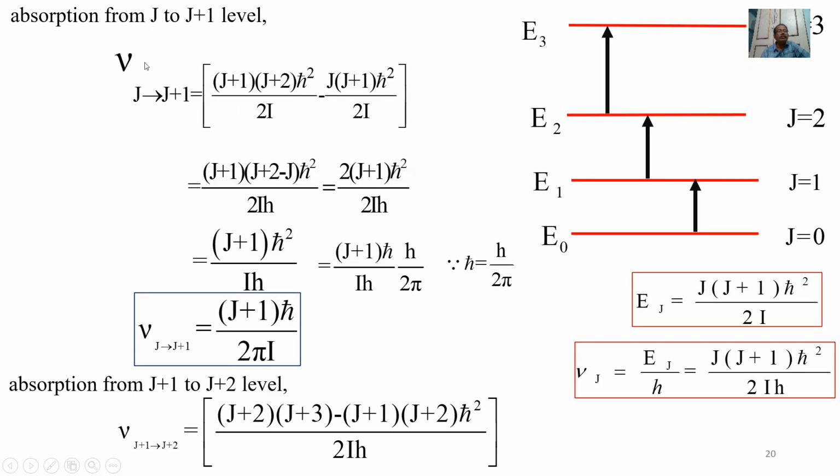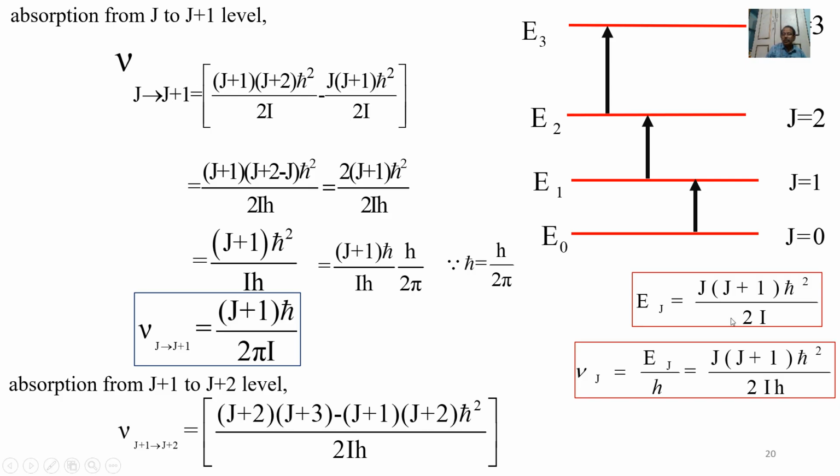We will calculate now absorption from J to J plus 1 level. And we know that Ej is given as J into J plus 1 h bar square divided by 2I. So nu J is nothing but, I can take this as E by h, which is nothing but nu. So which is equal to J into J plus 1 times h bar square divided by 2I h. Here I have divided on both sides by h. That will give me nu J. So we'll calculate now the frequency from this J to J plus 1.